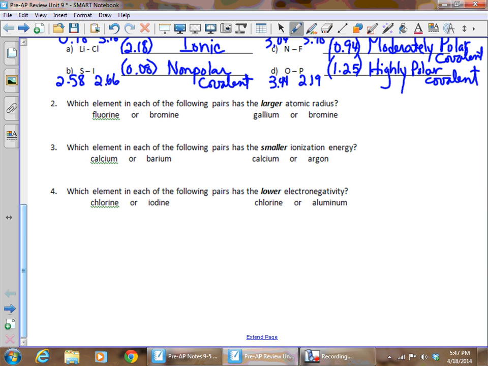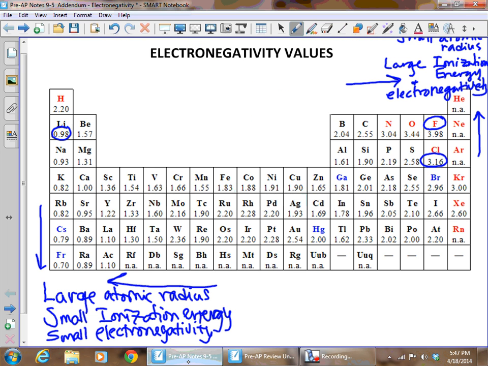Okay, so in the next part, which element in each of the following pairs has the larger atomic radius? Go back to our chart. We're looking at fluorine versus bromine. On the chart, here's fluorine, here's bromine. We're looking for the larger atomic radius. Large atomic radius means it's going to be the one that's the lowest on the chart. So it looks like bromine is our largest atomic radius.